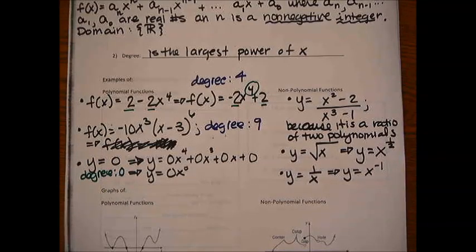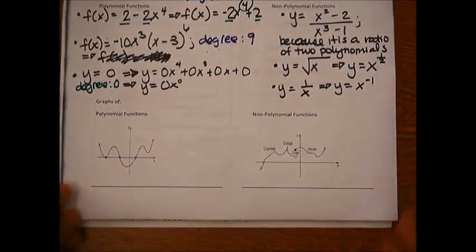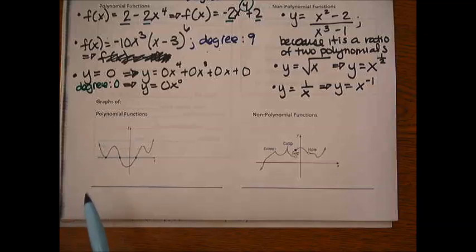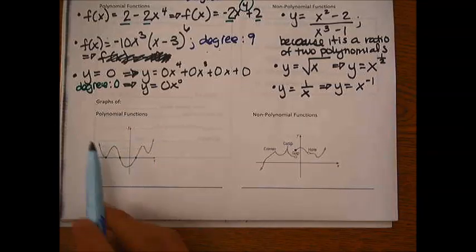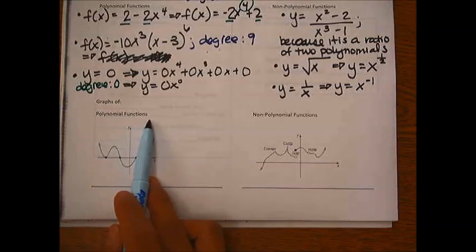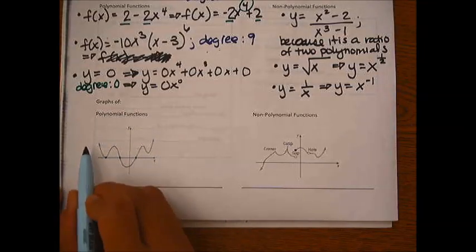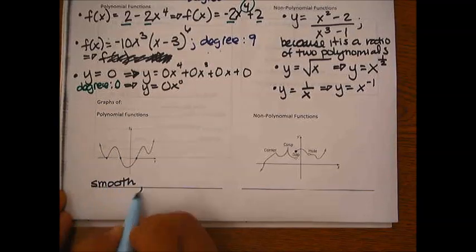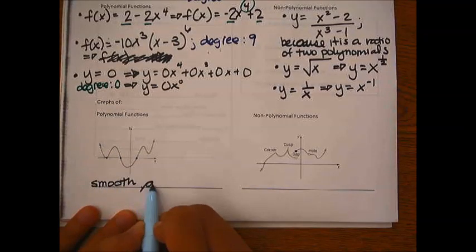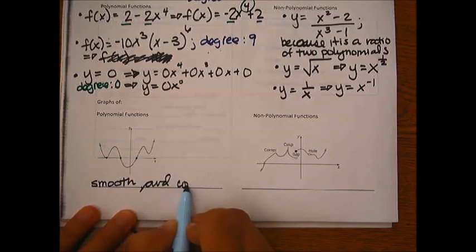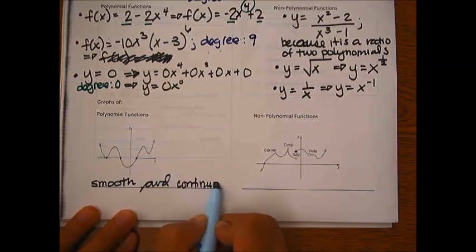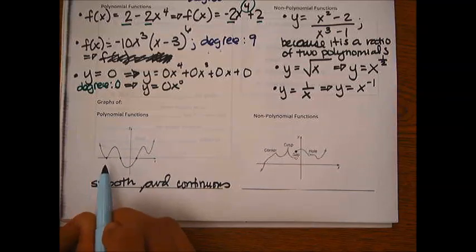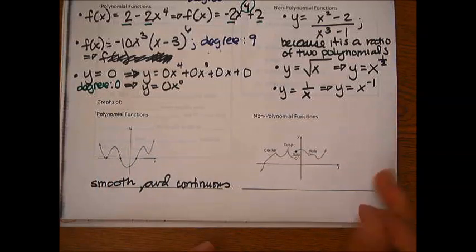Okay? Now, what do they look like? If I give you a graph and I say, tell me which one's a polynomial and which one isn't. A graph of a polynomial will be very smooth, and it needs to be continuous. So smooth and continuous. That means I can't pick up my pencil. I need to graph it from beginning to end without picking up my pencil.